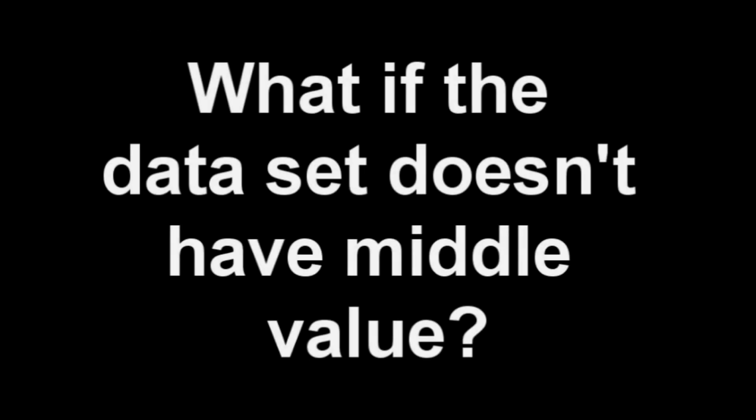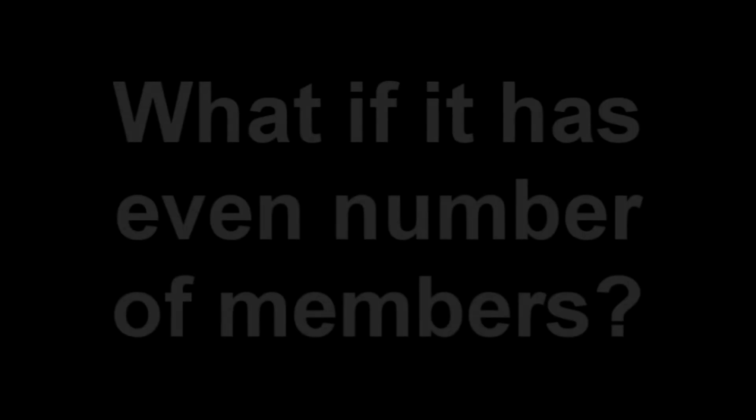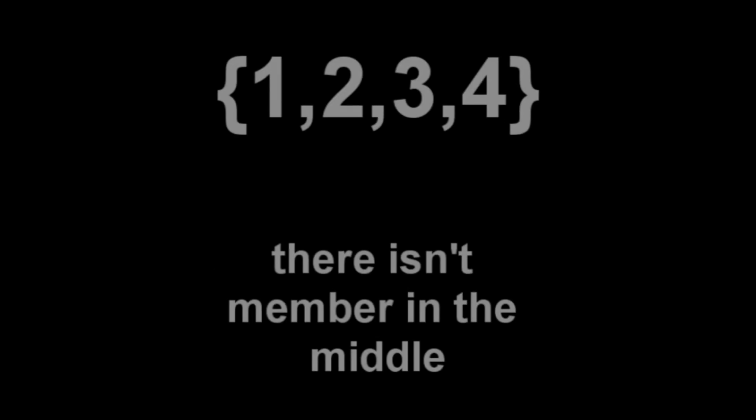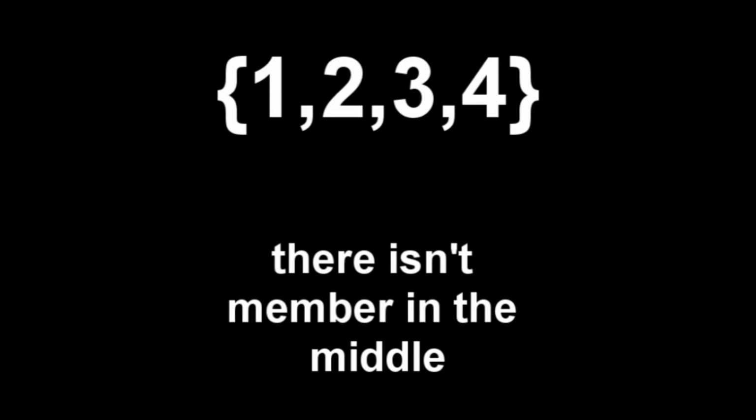But some are wondering, what if the dataset doesn't have an obvious middle member? All the datasets we tried so far had an odd number of members. What if the dataset has an even number of members? Like the dataset 1, 2, 3, and 4, there isn't a member in the middle that splits the set into 2 equal parts or groups.